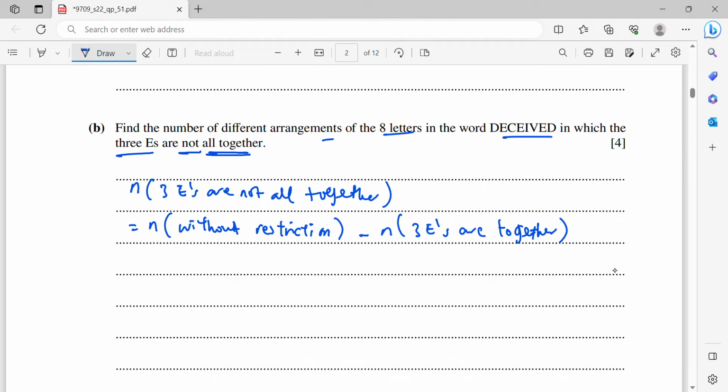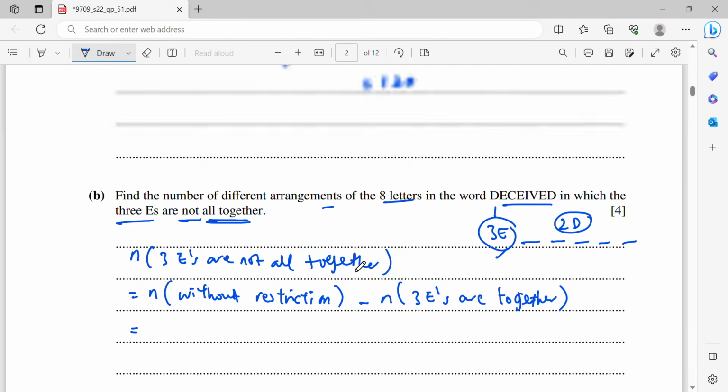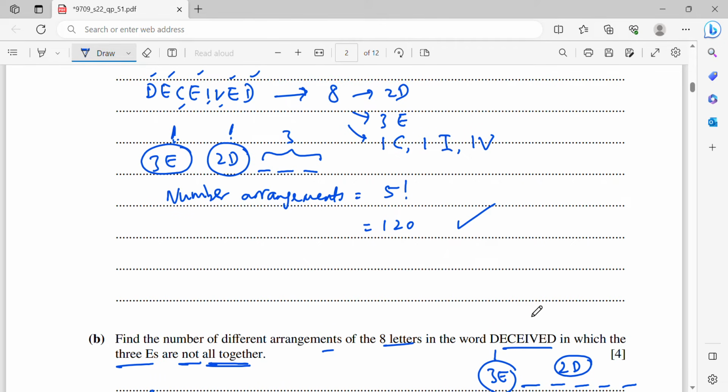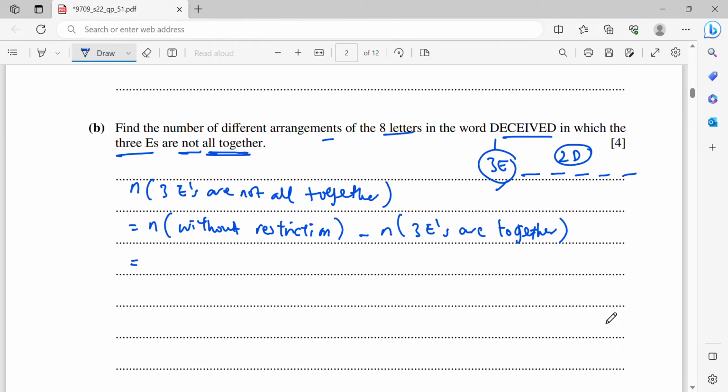Okay, so when the 3 E's are together, that means now the 3 E's are treated as one group. Then you have another 5 letters, 1, 2, 3, 4, 5. But out of the 5, you will have 2 D's. So now from these 5 letters together with the 3 E's group will be 6 letters. Now when we come back to the without restriction, it is different from the previous part. Now 3 E's are not together means that now we have 8 factorial. Out of 8, we have 3 E's, 2 D's, because they are repeating.